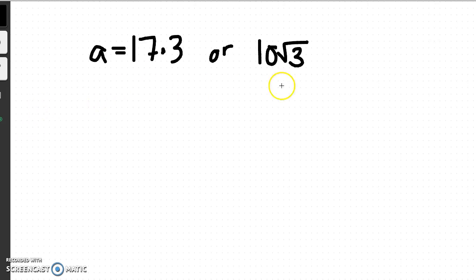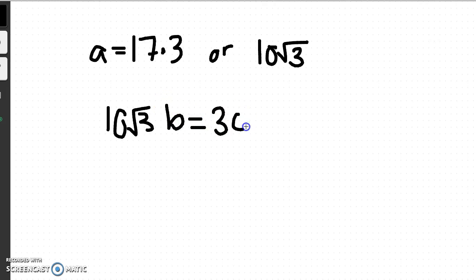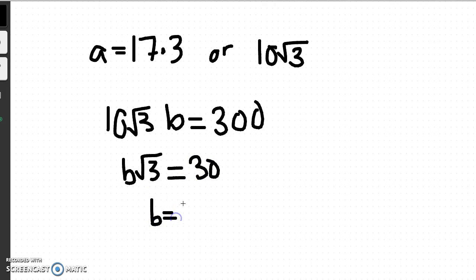In this case, though, if a is 10 root 3, 10 root 3 times what equals 300? 10 root 3 times b equals 300, so b times root 3 equals 30. So b equals 30 over root 3, or 30 root 3 over 3, which is 10 root 3. That doesn't make sense, does it?